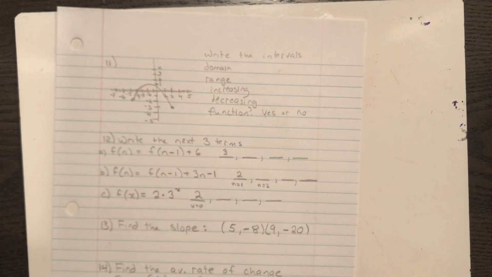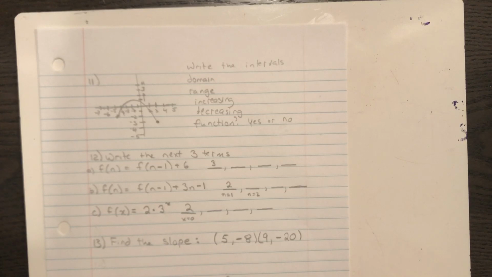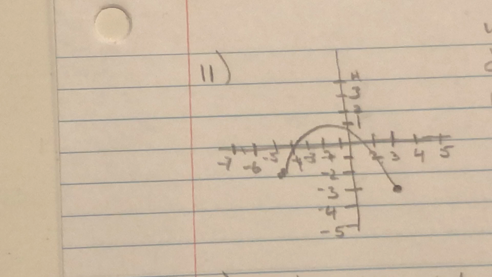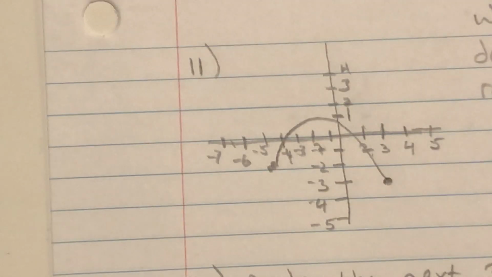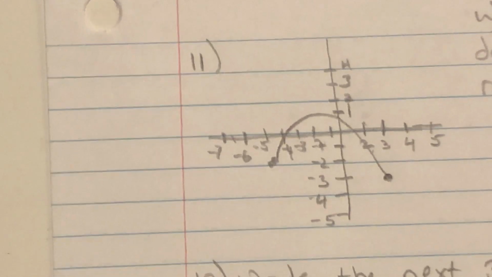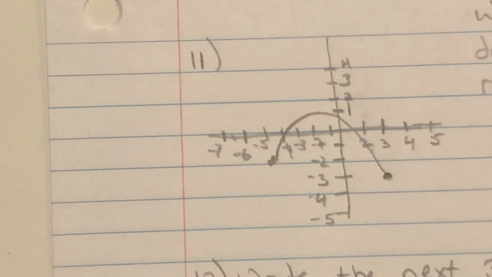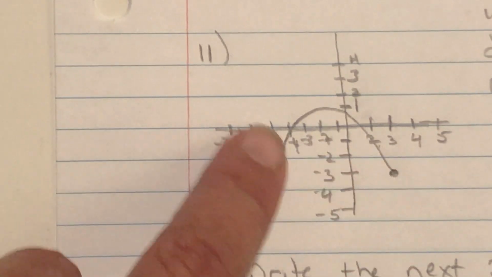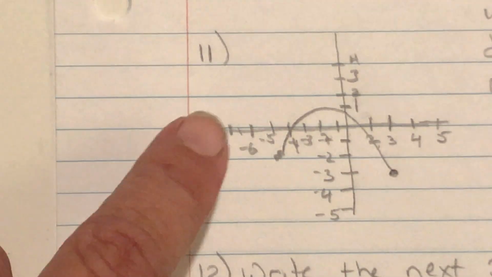So if we look at the second page of the practice test, we're supposed to write the intervals for domain, range, increasing, decreasing, and say whether it's a function. So as far as the intervals go, take a look at this graph. The domain is all the x values necessary to make this graph. That's left and right, the furthest left endpoint and the furthest right endpoint.